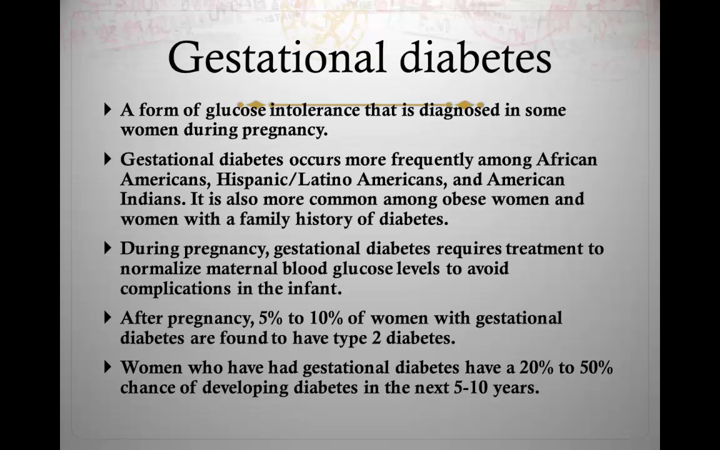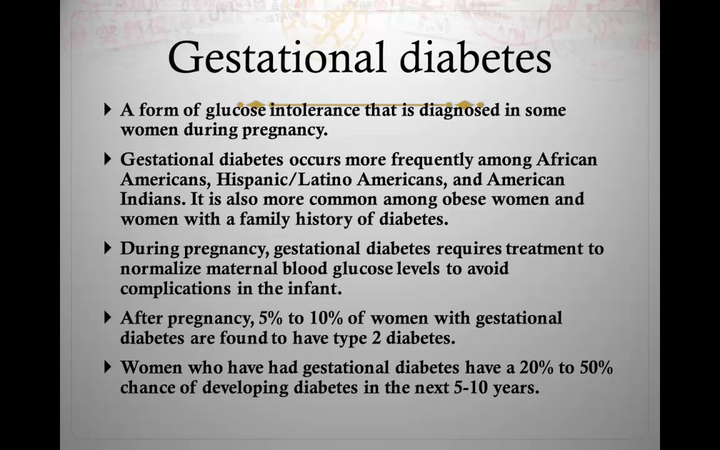And also the neonates are at risk of respiratory distress, hypoglycemia, hypocalcemia, hyperbilirubinemia, and many other congenital malformations and even spontaneous abortion. How do you diagnose that? Basically, you would have an oral glucose tolerance test prescribed.